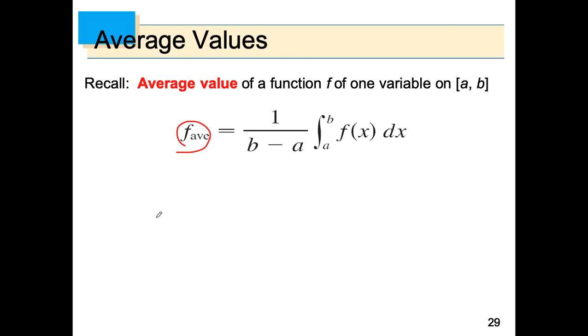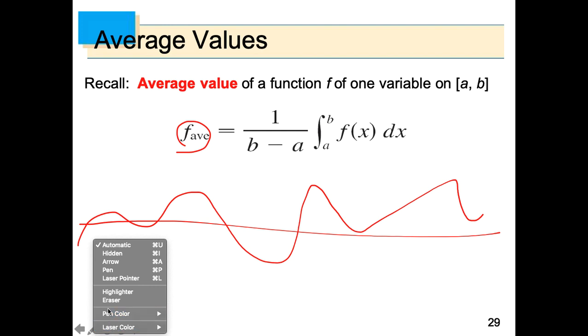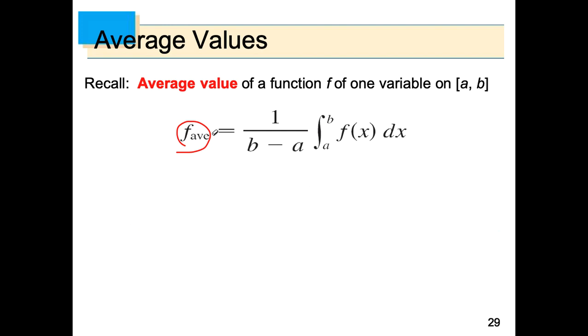So essentially, recall like you have a function, let's say it just goes up and down, from left to right. What would be the average value of all these peaks and valleys? The average value would probably be something like this, kind of a bad drawing, but it basically gave you the average height of where this would be from A to B. And that's essentially what we're going to do with volumes as well.